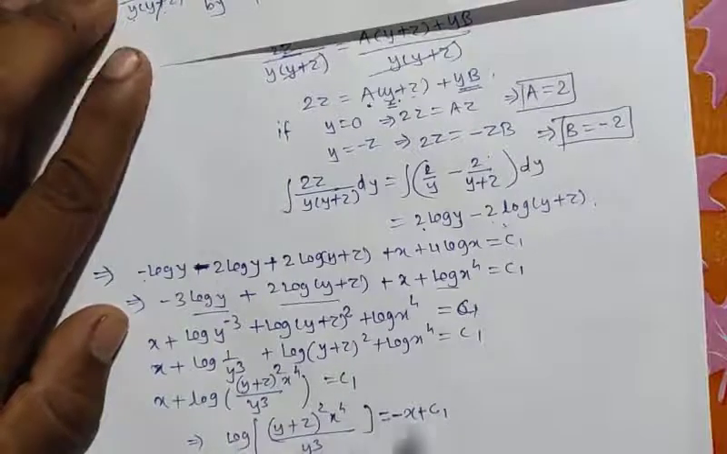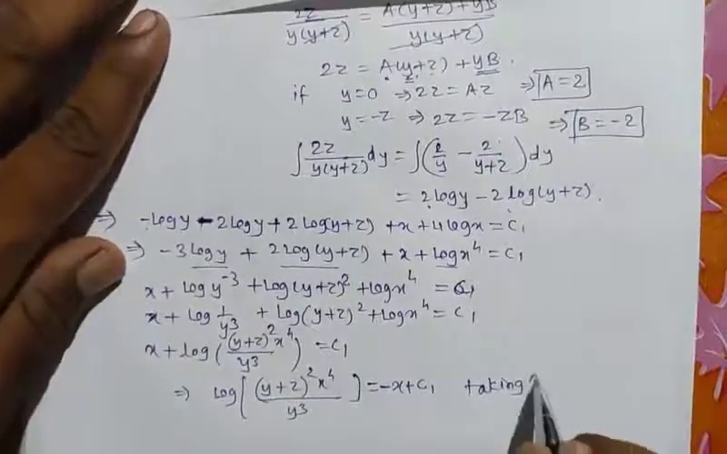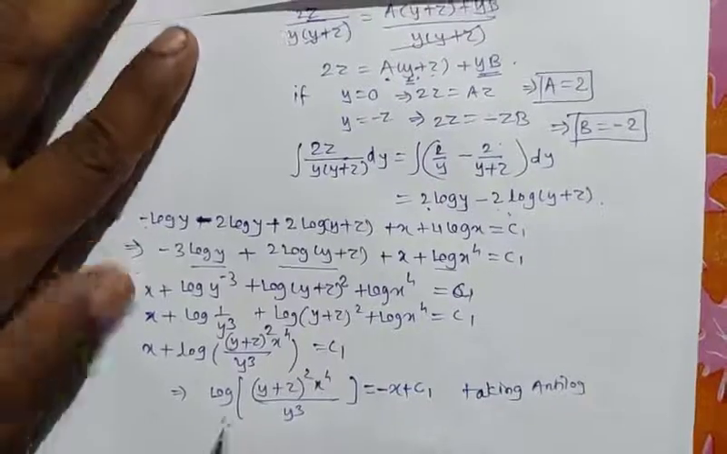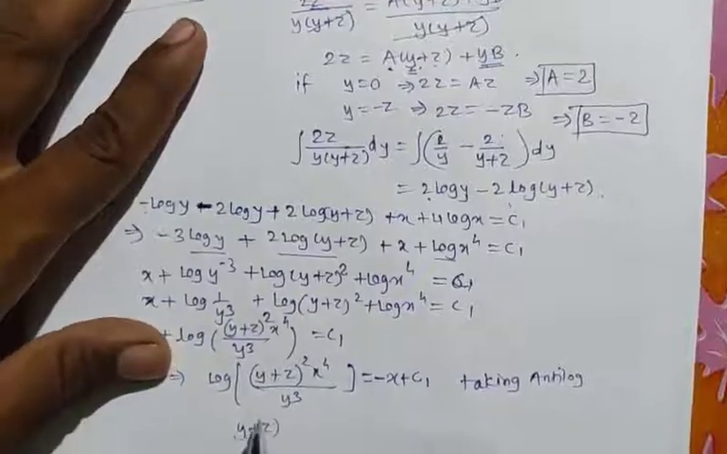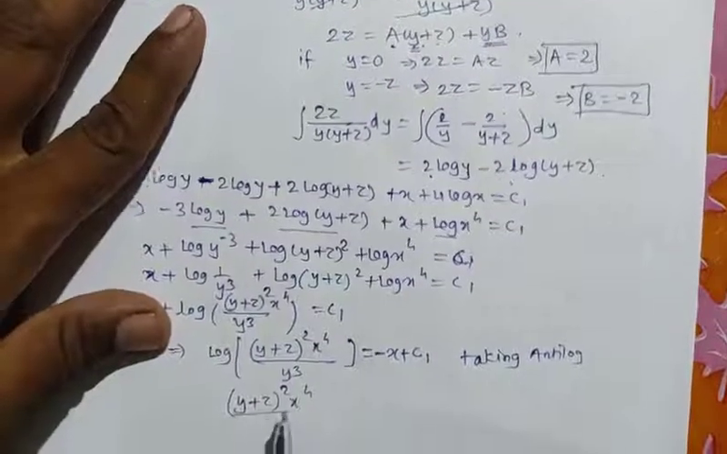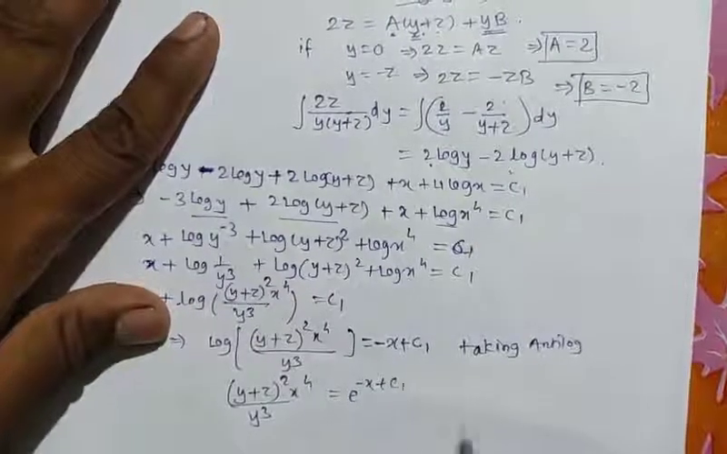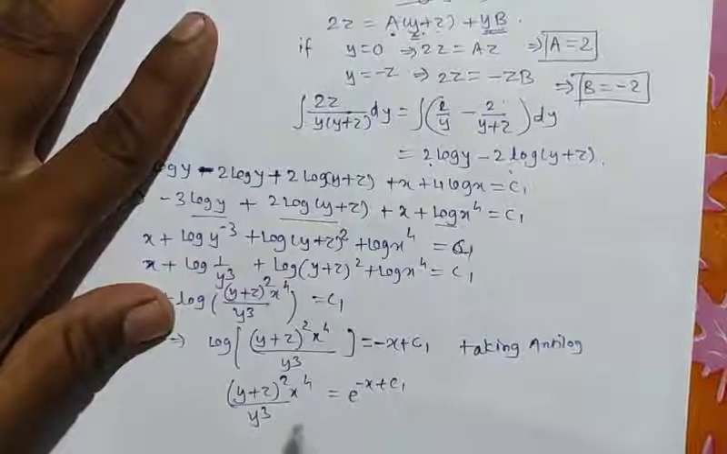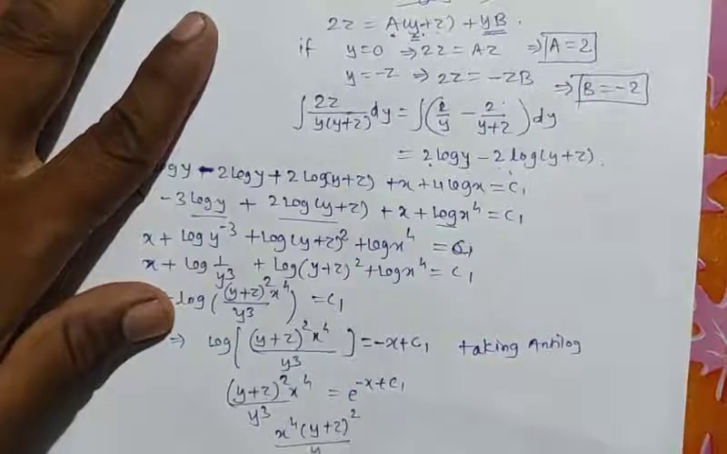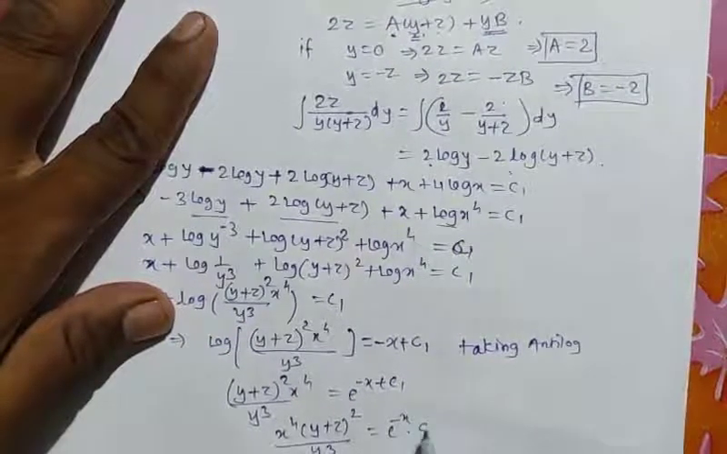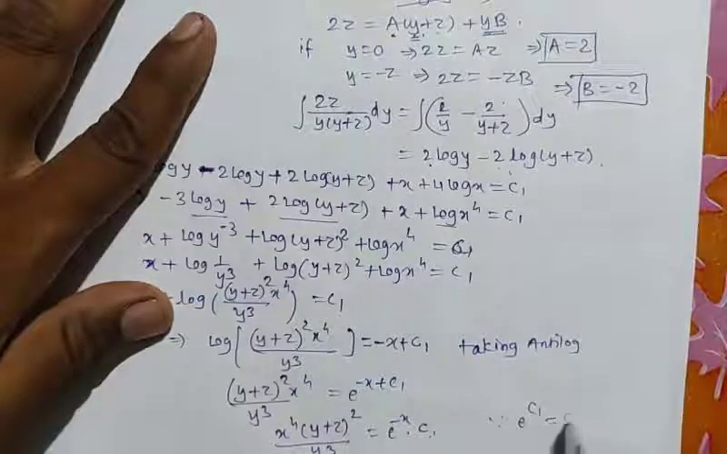Okay, so taking antilog, what do we get? e raised to log will be 1. So we get here y plus z whole square into x raised to 4 upon y cube is equal to e raised to minus x plus the constant of integration c1. That is, we can write it as x raised to 4 into y plus z whole square upon y cube is equal to e raised to minus x into the constant, where e raised to c1 is c.